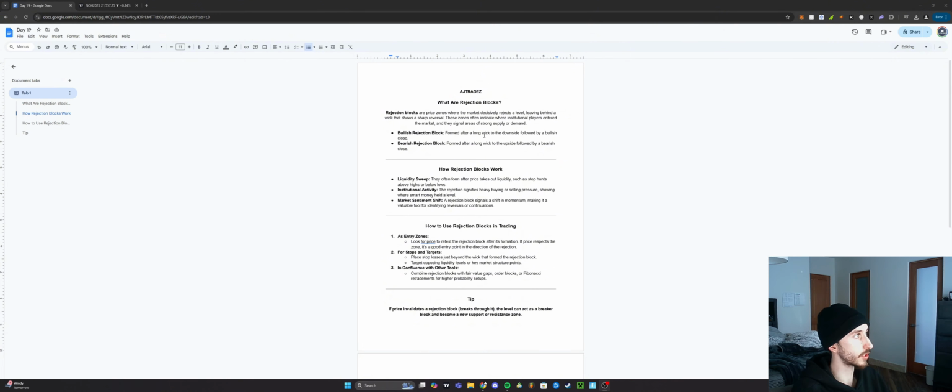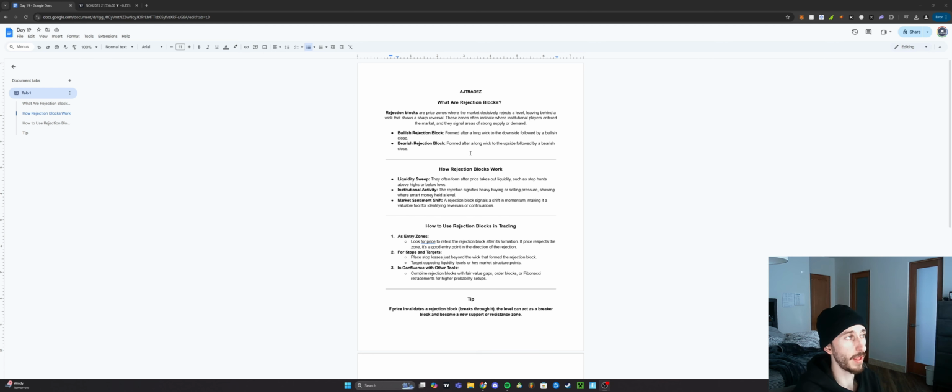So rejection blocks are price zones where the market decisively rejects a level, whether that would be bullish or bearish, okay? And leaving behind a wick that shows a sharp reversal. These zones often indicate where institutional players enter the market, and they signal areas of strong supply and demand. Hence, if you look at a chart example and sell side gets taken out, there's demand at that sell side, because more than likely it's at a discount and it wants to get bought back up.